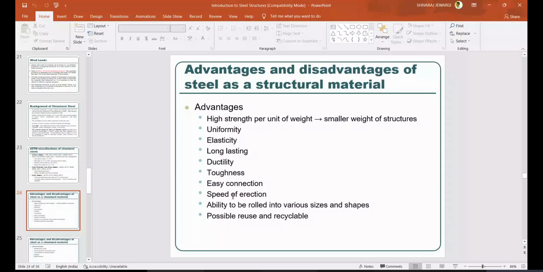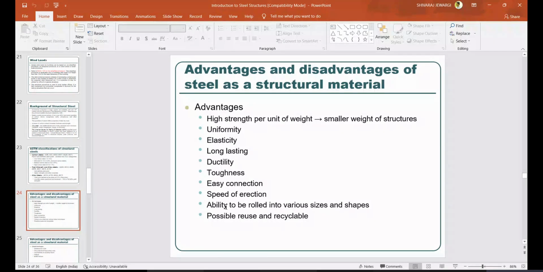Followed. Next advantage is the ability to be rolled into various sizes and shapes. Yes, this is very important. As I said just now, the steel structures are prefabricated, so we can have different shapes and different sizes. That is very important. We call them rolled steel sections, right? These standard sizes and shapes of steel are already available in the market, so we can directly purchase them and use them for the construction, right?